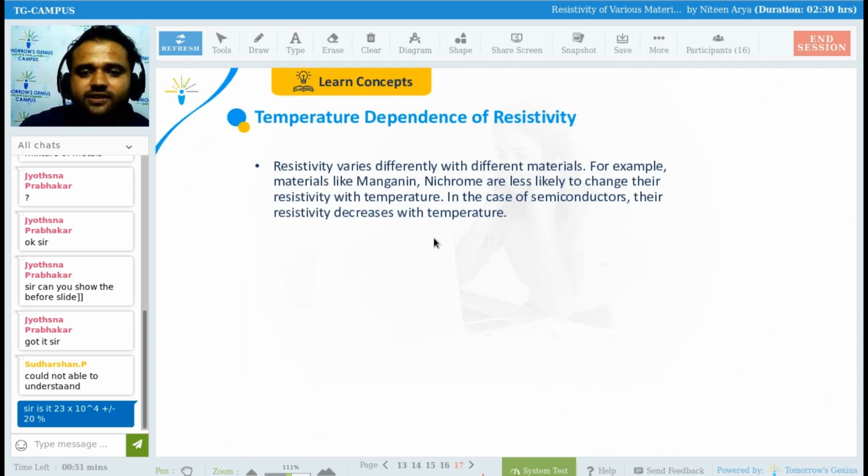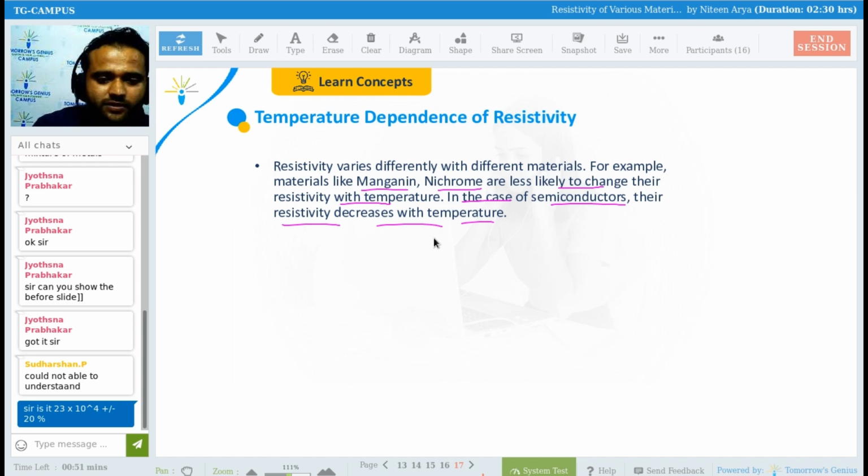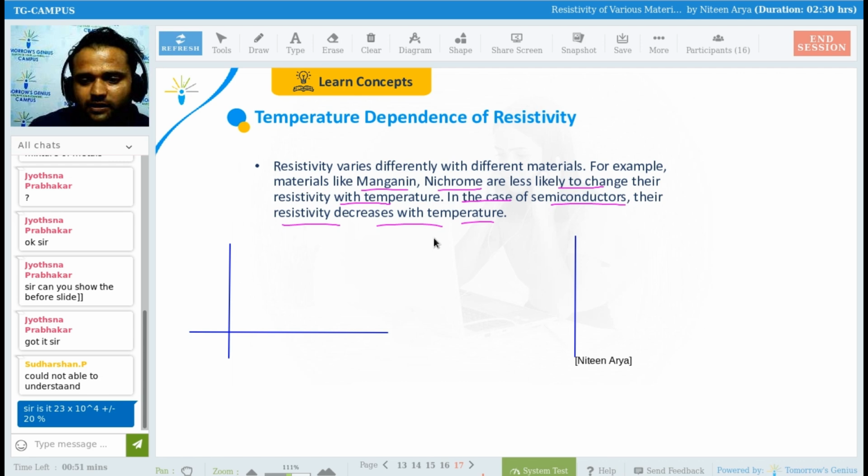Good. So this is the temperature dependence of resistivity. Resistivity varies differently with different materials. For example, materials like manganin and nichrome are less likely to change their resistivity with temperature. In the case of semiconductors, their resistivity decreases with temperature. That's what I want to draw. This is your graph for the resistor, and that is your graph for the semiconductor.